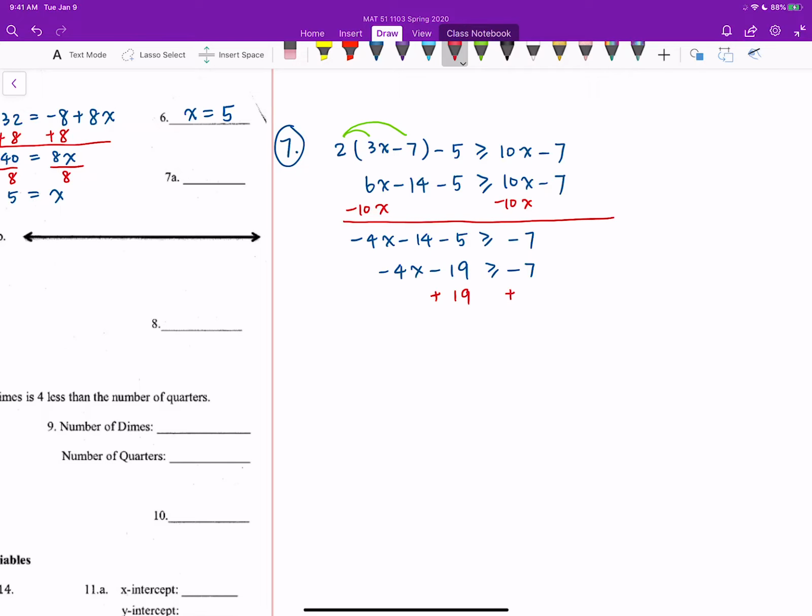Alright, the next step, we're going to keep isolating x, doing inverse operations. We're going to move that negative 19 to the right hand side. And that's going to give us negative 4x on the left hand side, greater than or equal to negative 7 plus 19, that is positive 12.